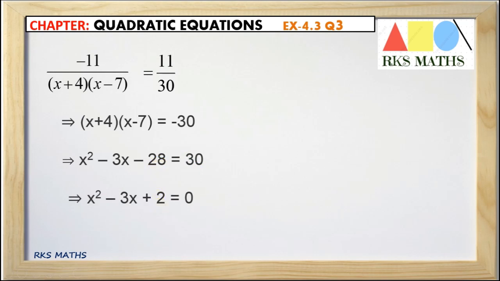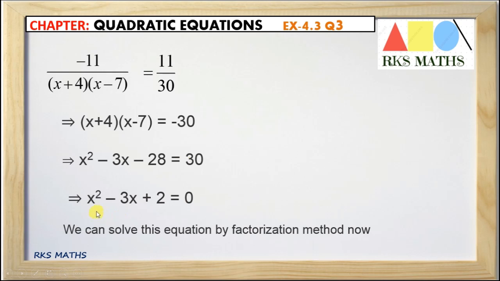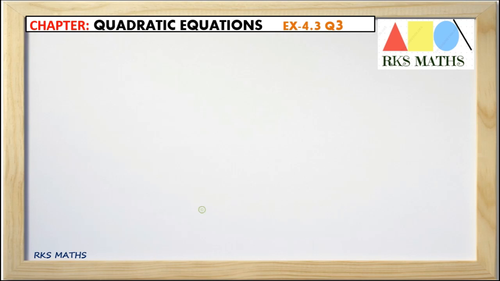Student, here there is a minus here. So x square minus 3x plus 2 is equal to 0. So student, we can solve this equation by factorization method now. Student, I solved the first part by using the quadratic formula. Now I will be solving this with the help of factorization method. We can also apply the quadratic formula method. So student, adopt that method in which you are comfortable.